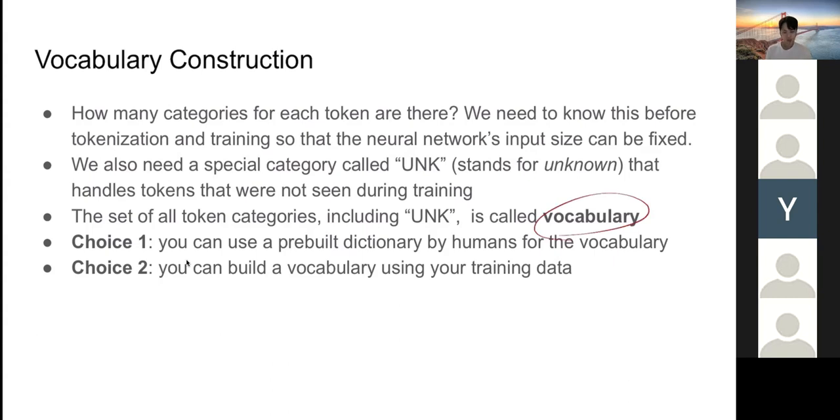So how can we construct a vocab? There are probably two choices, right? Number one, okay, there was a question actually. What do you mean by corpus? Corpus is just a set of text. Yeah, it's very simple. Corpus is just a set of text.